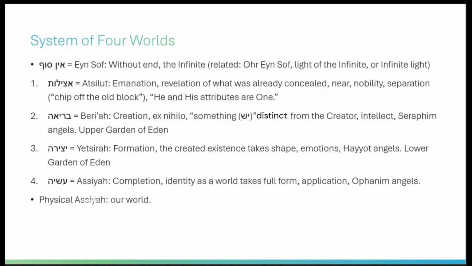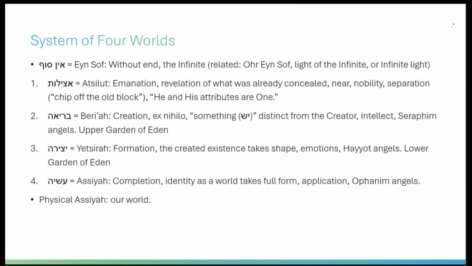And then our world is called physical Asiyah, Asiyah Gashmit. So it's a level within Asiyah. So there's a spiritual component to this world as well. So our world is not the entirety of Asiyah. It is only one realm, one state of consciousness. But there are higher levels that are not. This has nothing to do with the Hubble telescope or anything like that. That's all Asiyah Gashmit. Okay.